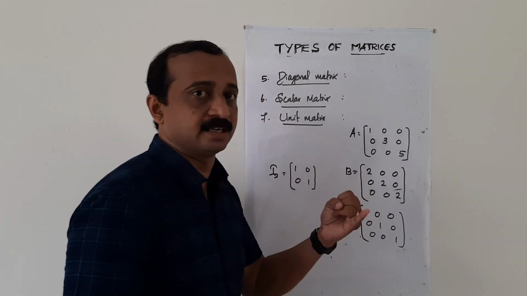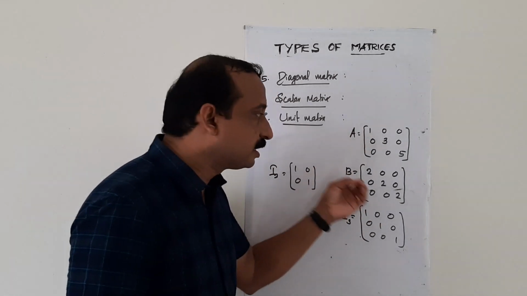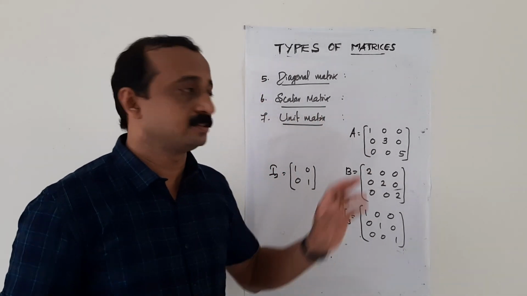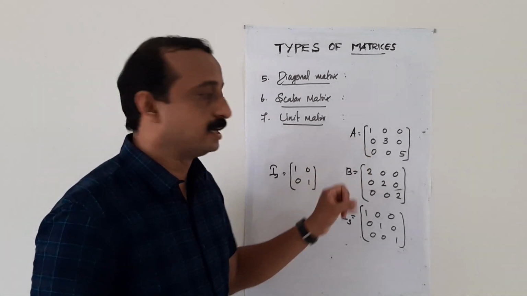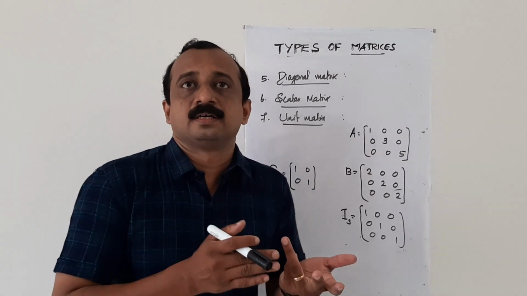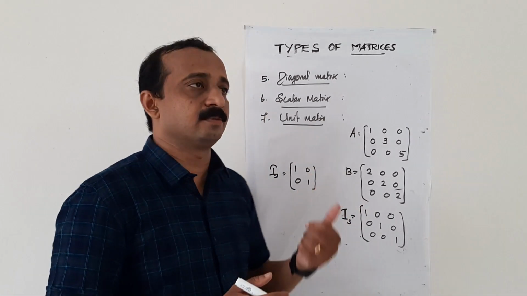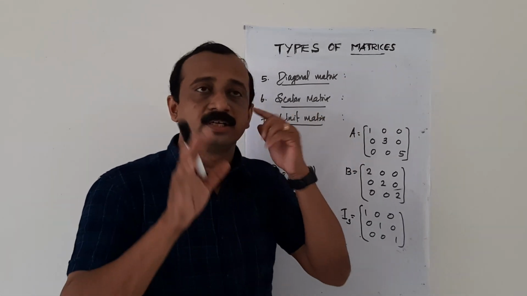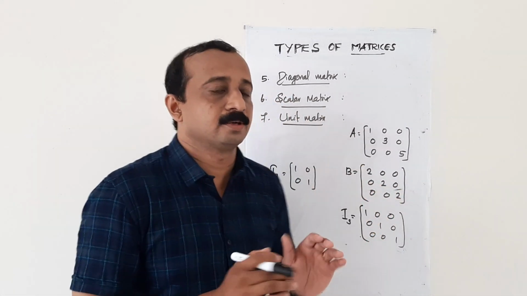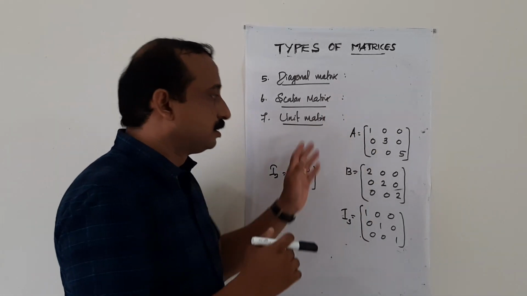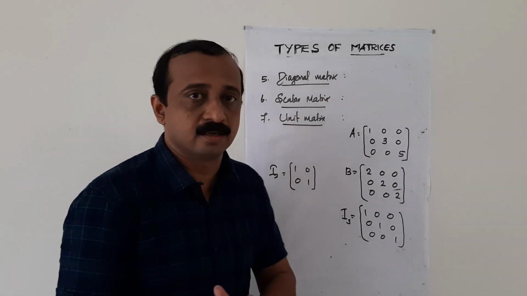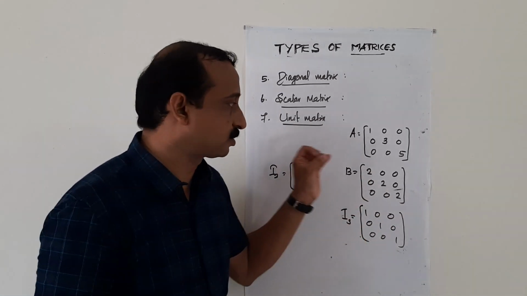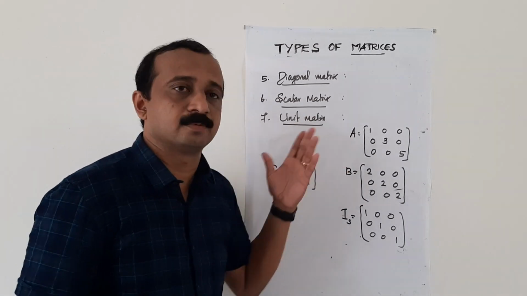A scalar matrix is a square matrix, a diagonal matrix, and a scalar matrix. This matrix is only a square matrix and a diagonal matrix. It's not scalar and not identity. An identity matrix is a square matrix, a diagonal matrix, and a scalar matrix.